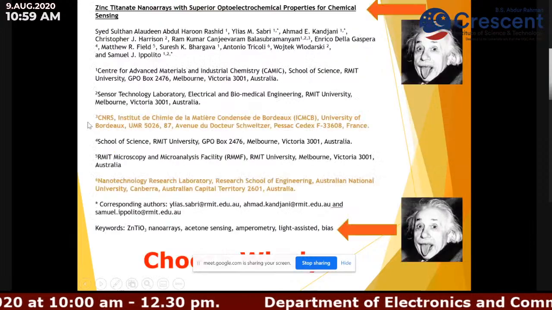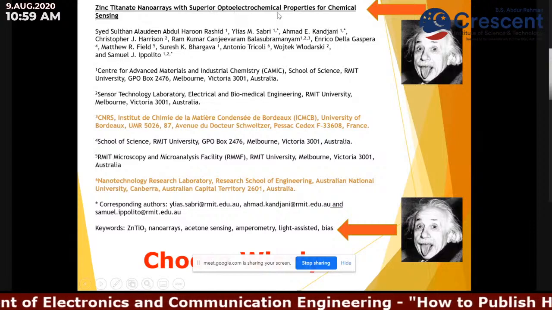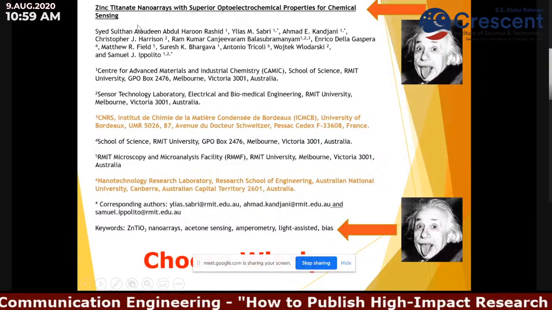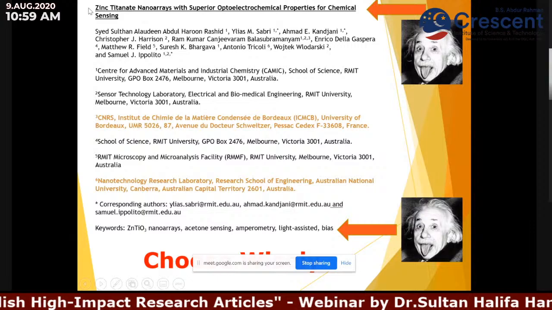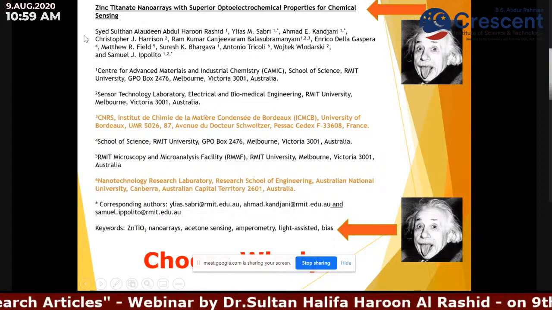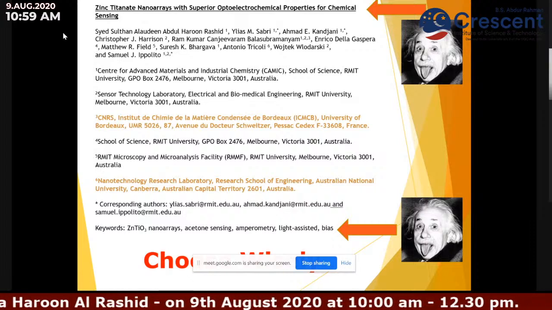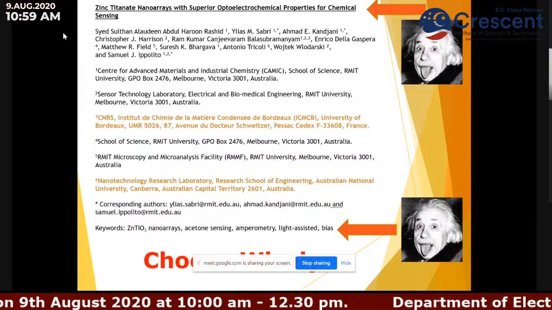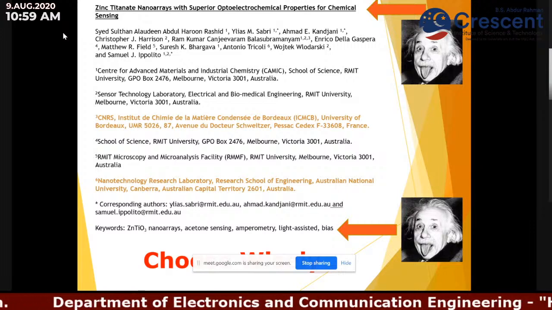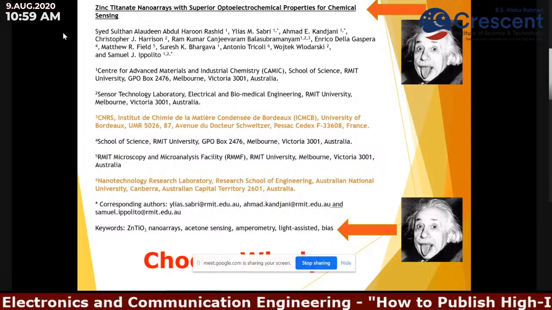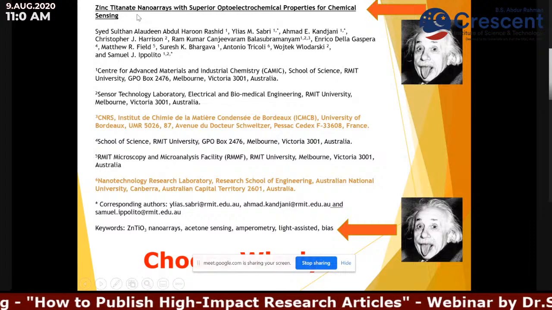Now, here you see "zinc titanate nanoarrays with superior optoelectrochemical properties for chemical sensing." When I was naming this title, literally I sat for 3 days, and kept on changing the terms, till I came to a point that Google couldn't really find anything. So this is what you've got to do. Sit and play with Google and its artificial intelligence. Sometimes Google is much smarter than us, but humans are much, much smarter than Google. You've got to beat it at this game. So that's what I did.